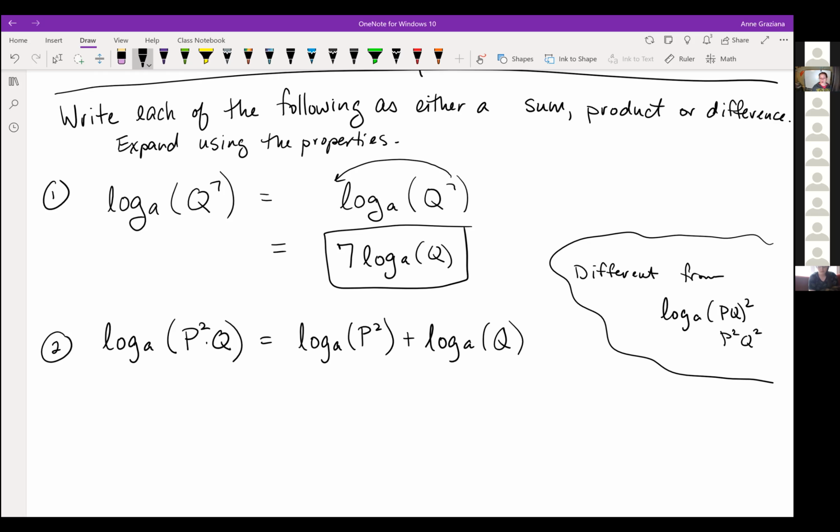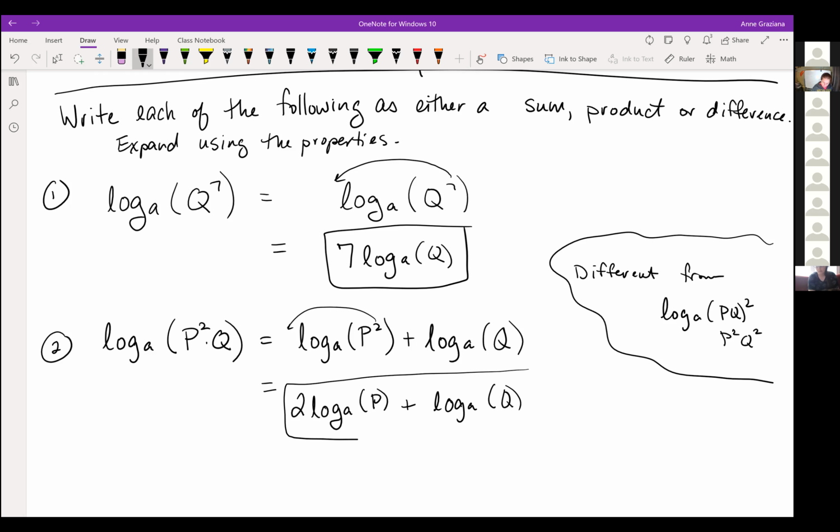Now I look and see, okay, what other properties can I use? Well, I can use the power one. I still have that exponent. So let's bring this down. And this is going to be 2 times log base A of P plus log base A of Q. And then if you look at each of those, there's nothing more that can be done. It's completely expanded out. There's a sum and there's a product, but I can't do anything else. Any questions there?